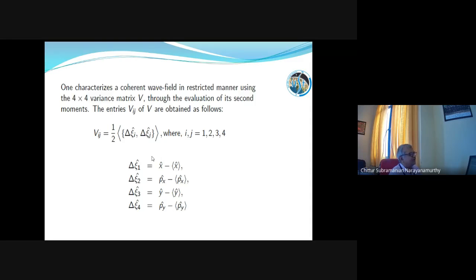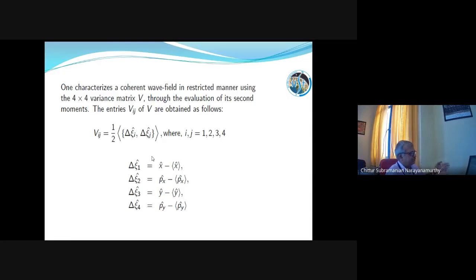For one coherent wave field we use a 4x4 variance matrix. We use the concept of the variance matrix V_ij, given in this form, with delta psi for i and j taking values 1, 2, 3, 4. Here x denotes the position, x minus its ensemble average. Px represents the slope of the wavefront. Px, in terms of quantum mechanics, is actually momentum. Here it is along one direction. X is the position, and Px gives you the slope of the wavefront. Because we cannot measure the momentum, we measure the slope of the wavefront when the light propagates through the atmospheric turbulence.